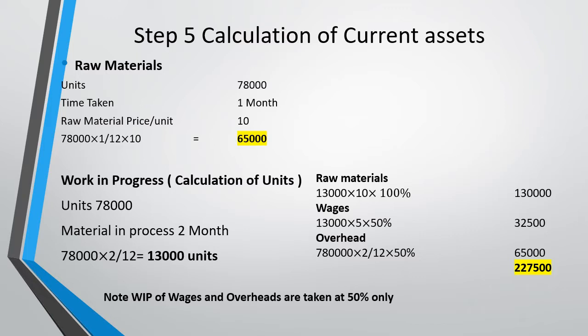Overhead we have calculated in step 2, I guess, the total overheads. So it is 78,000 into 2 months, that is 2 divided by 12 into 50 percentage, we get 65,000. So that is how for overheads it is calculated. So if you make the total of these three, that is raw materials, wages and overheads, you get 2,27,500. That is how work in progress is calculated.